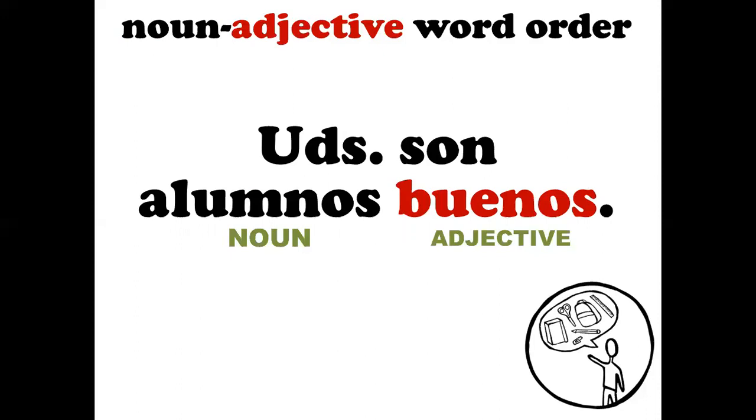Noun first, adjective second. There are some exceptions to this, but we're not really going to address these in this video because we haven't really addressed them in the lower levels of Spanish in 1 and 2. So for now, it's pretty solid for you to be putting the adjectives after the nouns. That's very much the most common form. All right, so ustedes son alumnos buenos. So remember to put the adjective after the noun. You could see that these mirror each other.